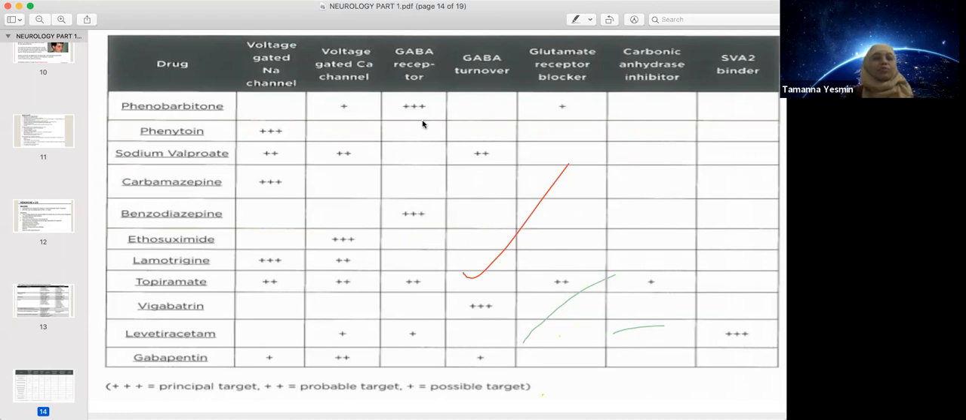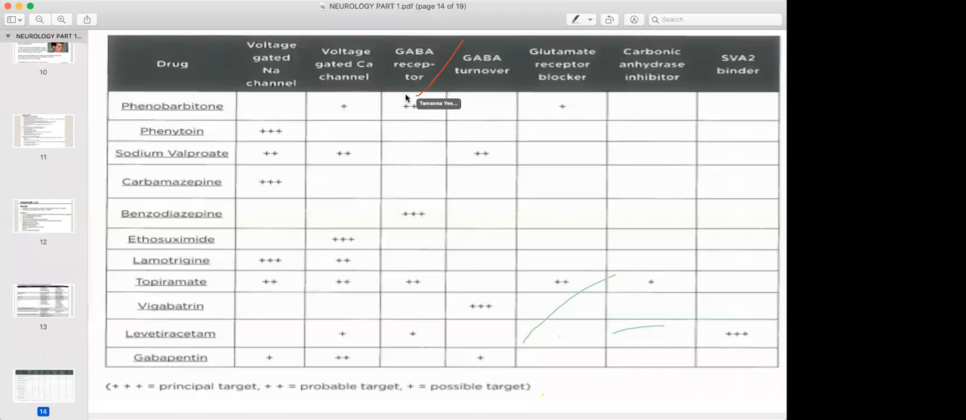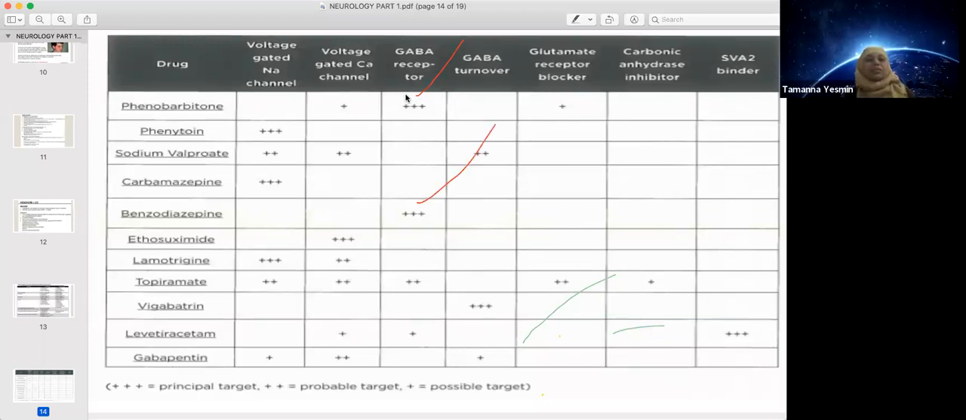These two drugs we use during status epilepticus. In status epilepticus, what do we use? We use phenobarbital and we use benzodiazepine in status. So these two drugs we use in status epilepticus act on the GABA receptor. Okay. So is it clear now? Is it easy for you? I think like this I always remember.